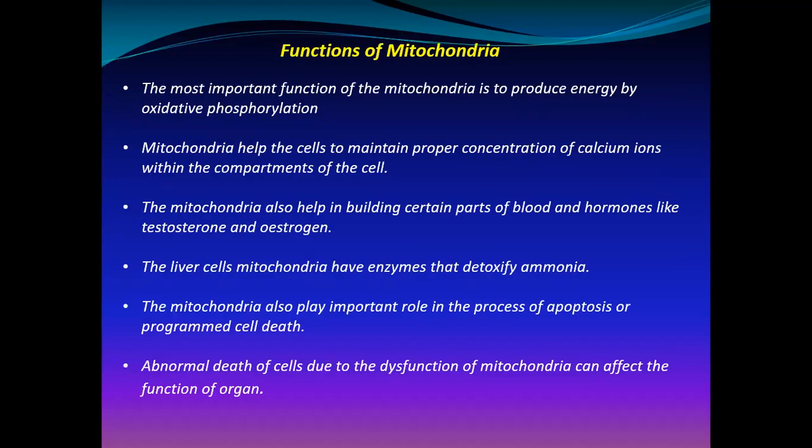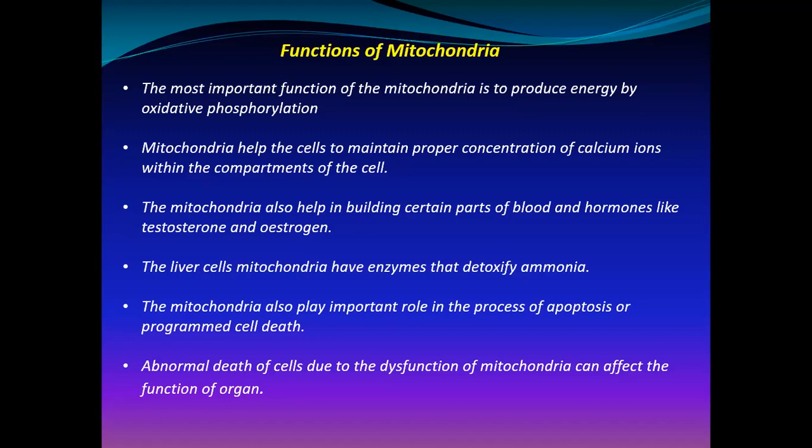Then we go to the next one, the functions of mitochondria. The most important function of the mitochondria is to produce energy by oxidative phosphorylation. Mitochondria help the cells maintain proper concentration of calcium ions within the compartments of the cell. The mitochondria also help in building certain parts of the blood and hormones like testosterone and estrogen. In liver cells, mitochondria have enzymes that detoxify ammonia. That ammonia detoxification, the urea synthesis, takes place in the liver, and here the ammonia is detoxified.